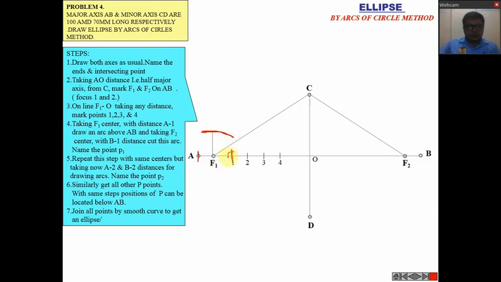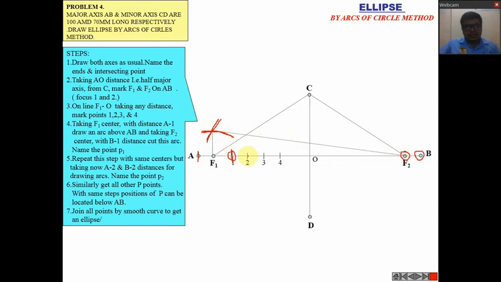So for the same point 1, take the distance from B point. First we have taken the distance of point 1 from A. Now take the distance from B, that is B1. Then F2 as a center, and make an arc here, something like this. So you will get this line. So this will be your intersecting point.